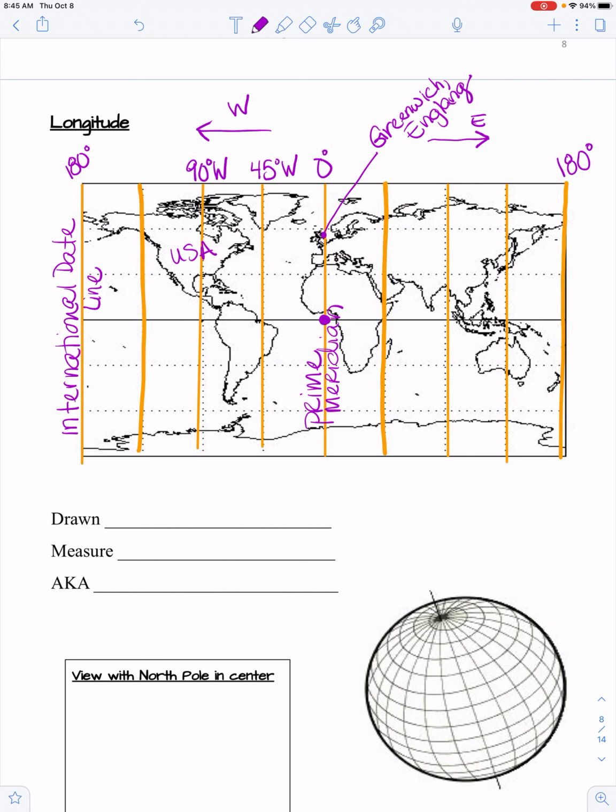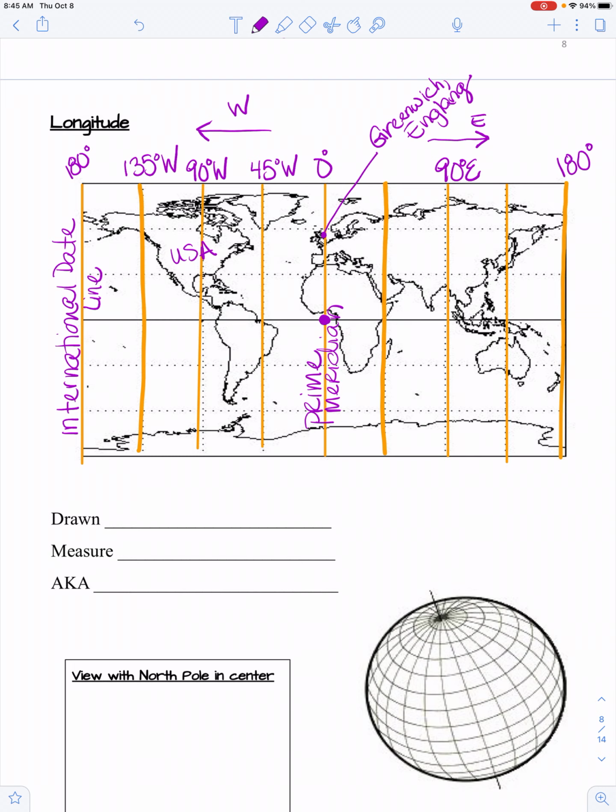45, and 135 degrees to the west. And if we're going the other direction, same thing, this would just be 90 degrees to the east, and the others would be the same.